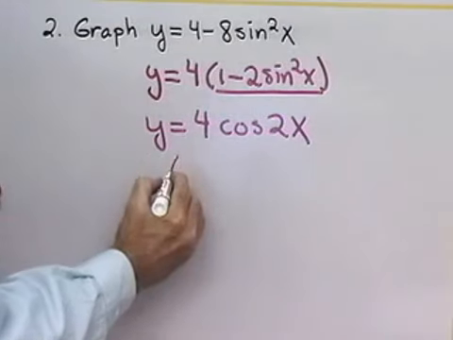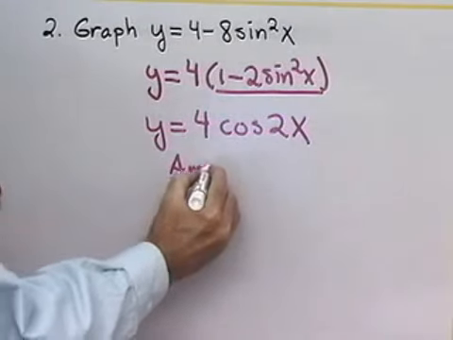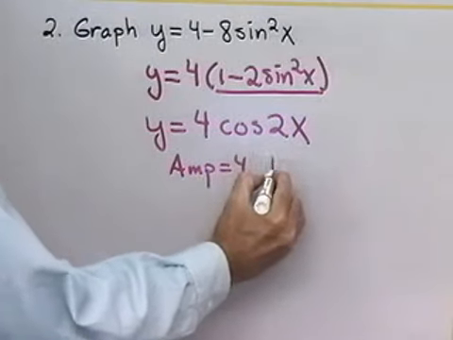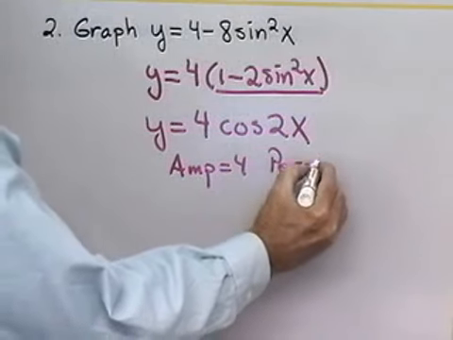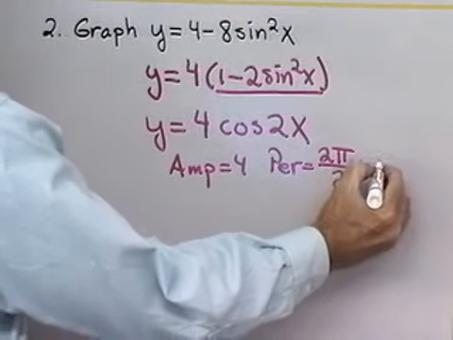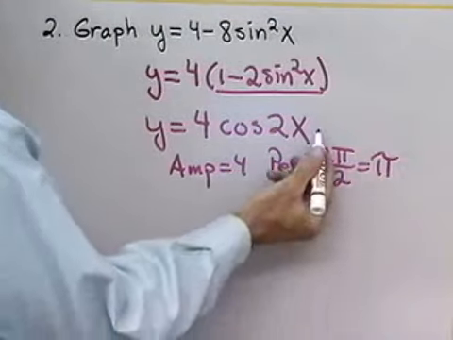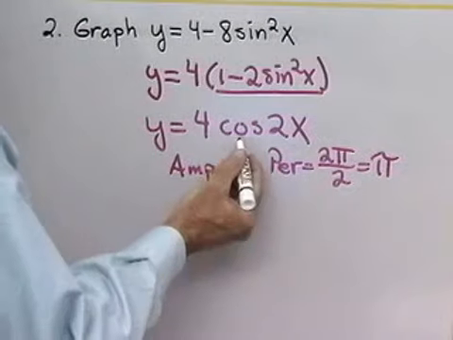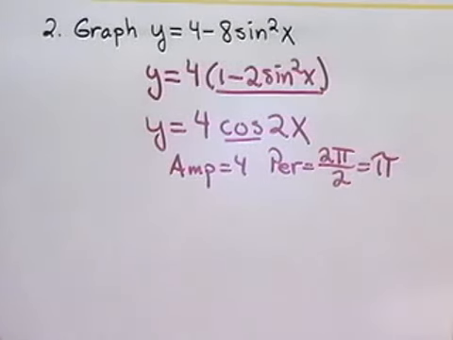So it looks like I have a graph with an amplitude of 4 and a period of 2 pi divided by 2, which is just pi. No phase shift, it's not reflected, and it's a cosine curve. So let's see if I can sketch the graph of that real quickly.